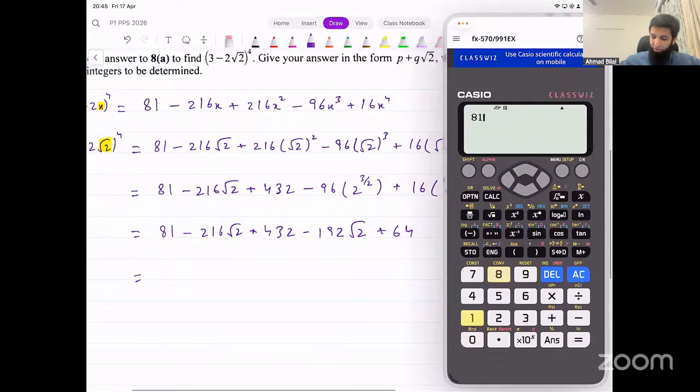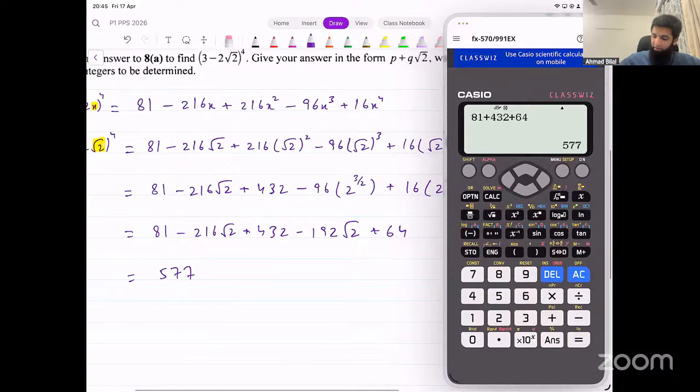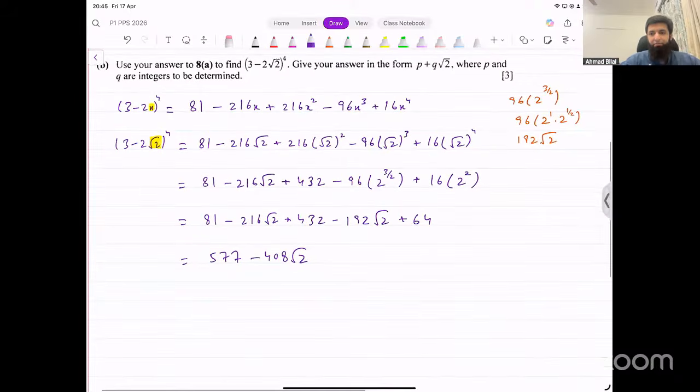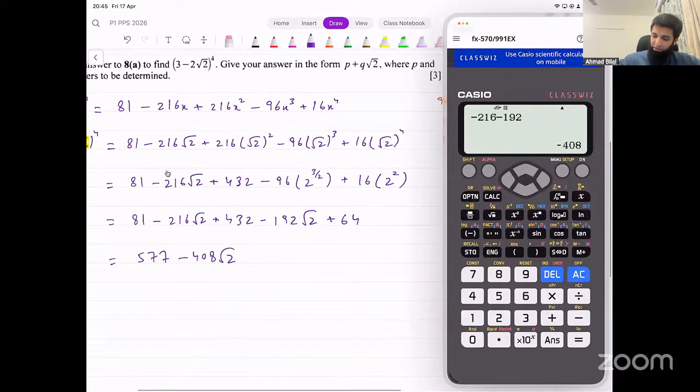81 plus 432 plus 64, that's 577. And then the under root 2 terms, negative 216 and negative 192, and that's giving me minus 408 times under root 2. That's the result that we end up getting. Is that okay to everyone? Any issues? So if your calculator cannot do that for you, then this is what you would do.